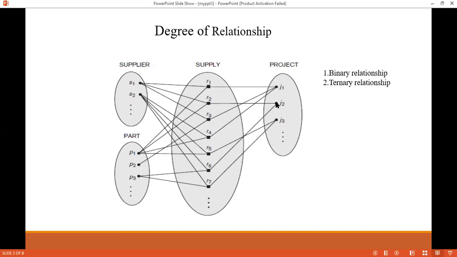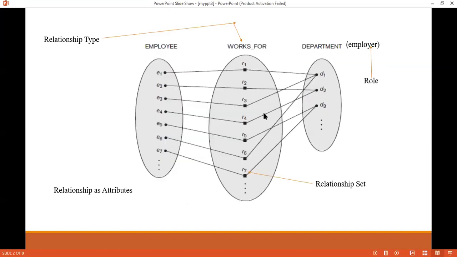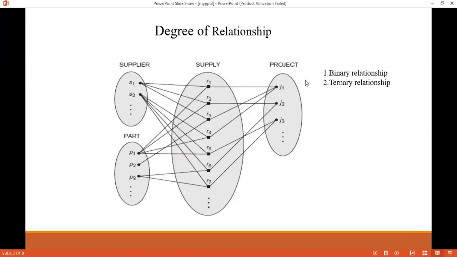My dear friends, I'll be discussing these relationships as attributes in my next class. Hoping that you have understood these concepts, we shall proceed further. So, degree of relationship. If two entities are participating in a relationship, we term it as binary relationship. Whereas if three entities are participating in a relationship, we term it as ternary relationship.